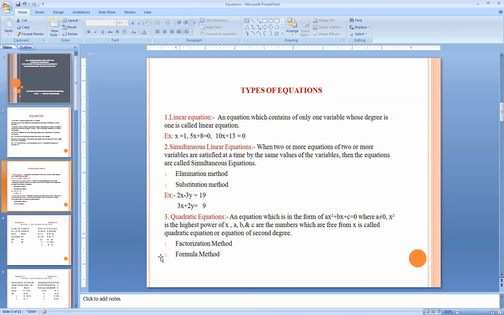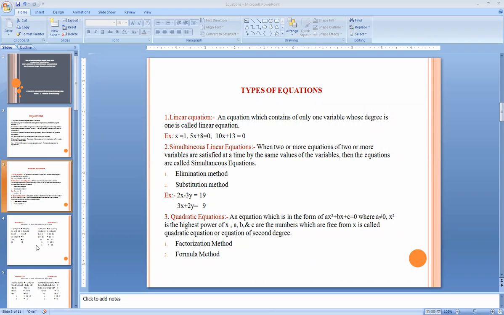This type of equation is called a quadratic equation. The quadratic equation means equations which are in the form of ax square plus bx plus c equals 0, where the highest power of x square is 1. The highest power of x, and a, b, c are the numbers which are free from x. They are called second degree. Again, in quadratic equations also we are going to follow two methods. One is the factorization method, another one is the formula method.